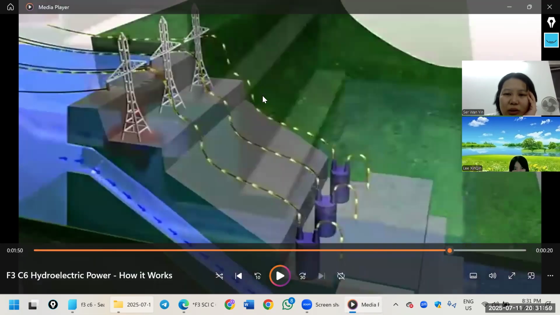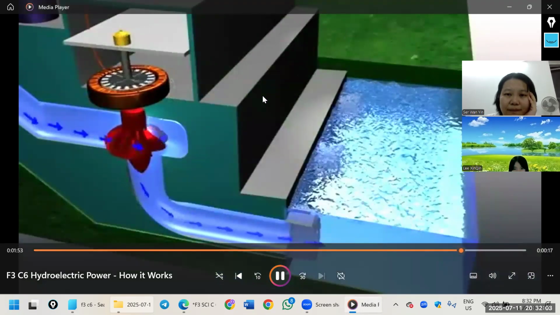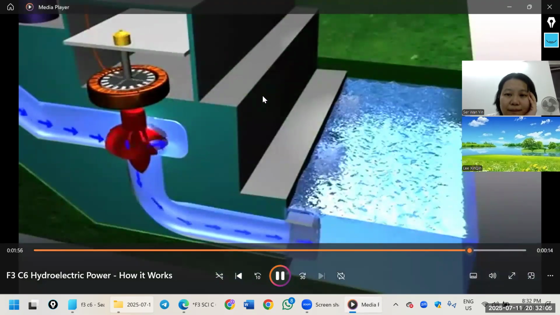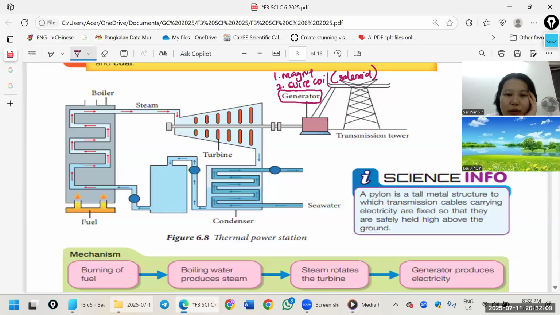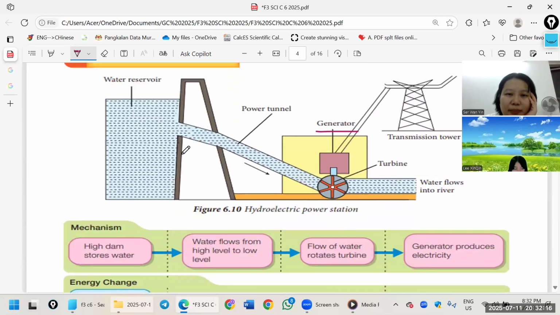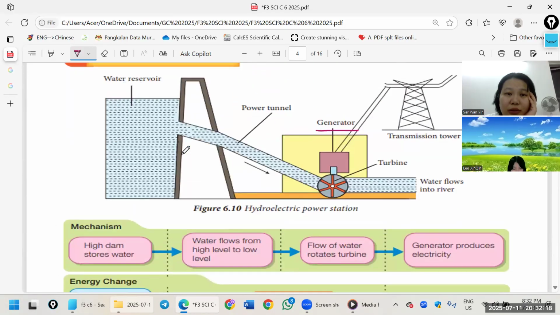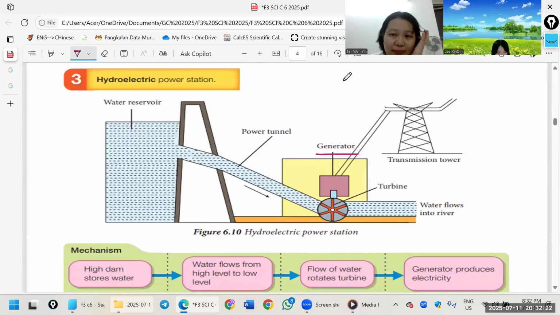Okay. Then the falling water, having served its purpose, exits the generating station to the tail race, where it rejoins the mainstream. So now we look at page 4 first. This is the hydroelectric power station.